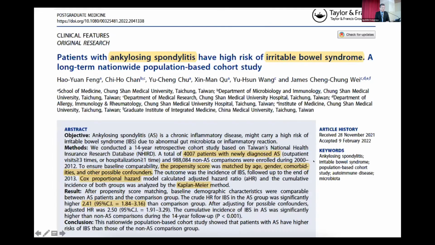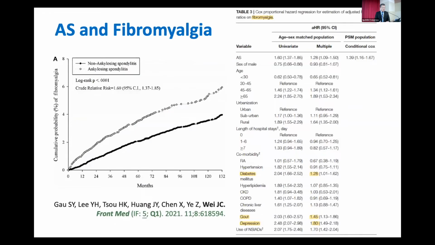We can also look at other GI manifestations like IBS, which is very common in patients with axial SpA. We can show the Kaplan-Meier and the hazard ratio, up to 2.4 times compared to the normal population. And we also look at fibromyalgia. This is very uncommon in patients with axial SpA, and actually you need to do the differential diagnosis. We also showed that some patients will develop fibromyalgia in the long run, up to 6%, especially in patients with diabetes, gout, or depression. And this is also a paper by Shuo Yan, our medical student. Actually, all my articles shown today were done by our medical student team.